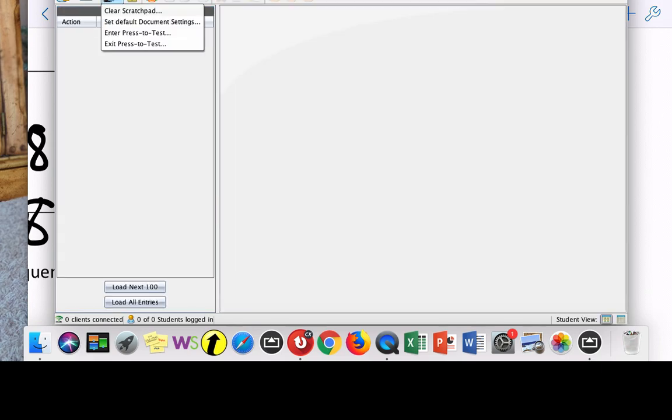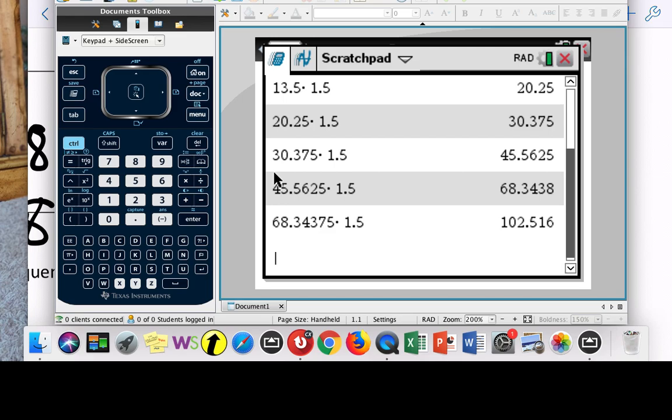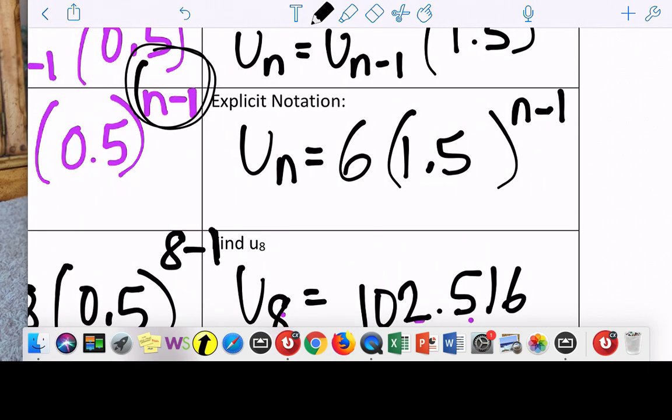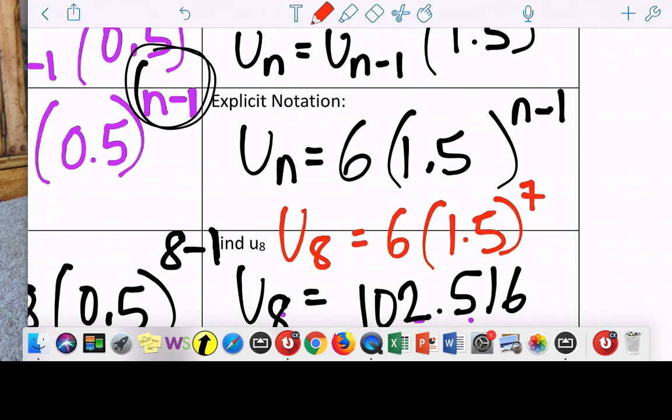Let's go back to our calculator. Here it is. 102.516. All right, to do it with just the equation, let me change colors here. So u sub 8 equals 6 times 1.5 to the n minus 1 power. Again, we hit enter 7 times.